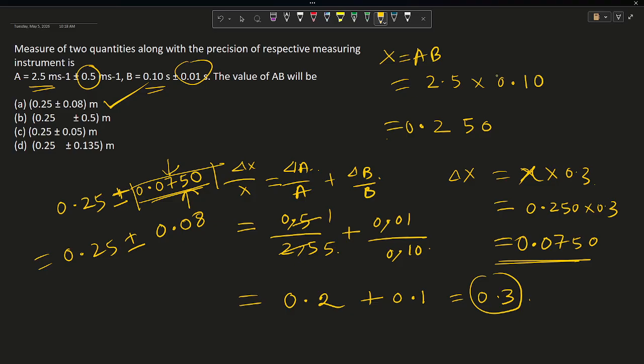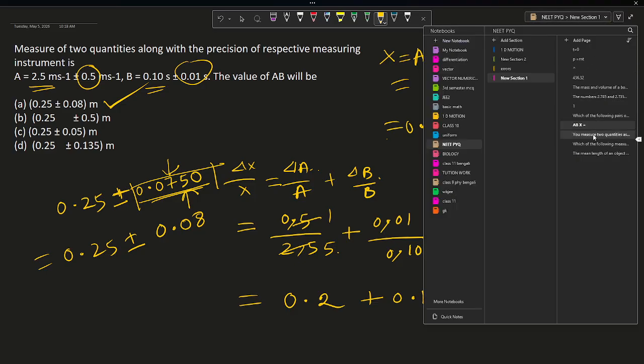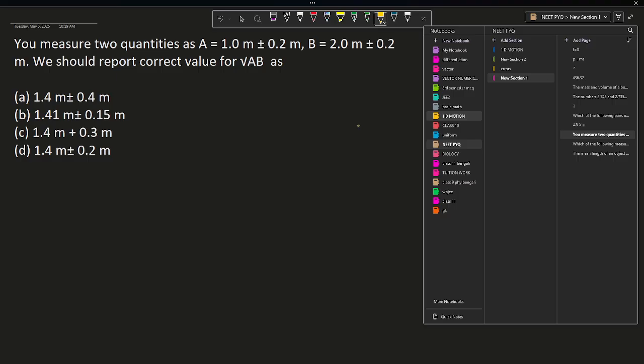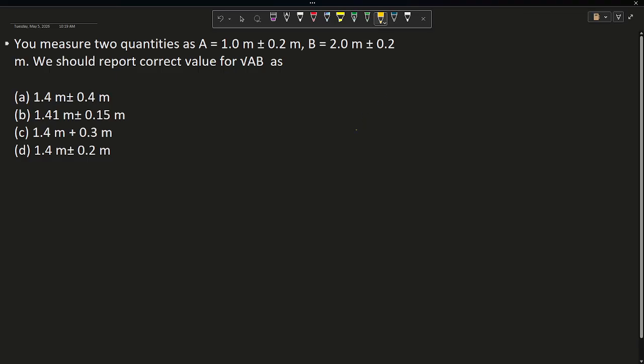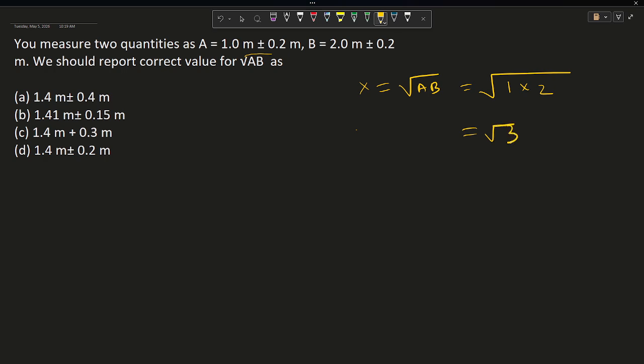Next one. We measure two quantities A and B. We should report the correct value of root over AB. So first find the actual value of root AB. A is 1 and B is 2. So root over 2, which means 1.414.